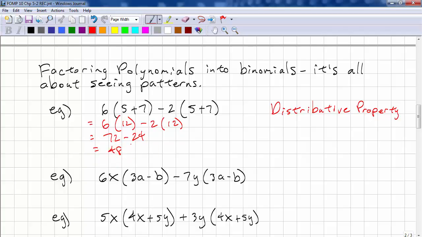And that's equal to 48. That's just using BEDMAS. But let's use the distributive property. And when we use the distributive property, we don't have to deal with numbers that are quite as big. So 6 minus 2, it's about seeing the pattern. We can pull that out because 5 plus 7 is the same. So now we have 4 times 12, and that's just 48.